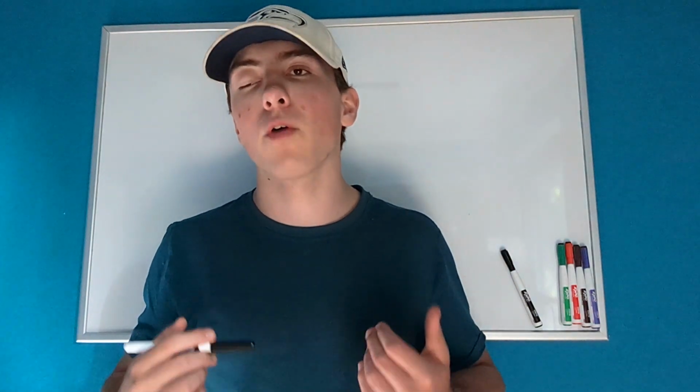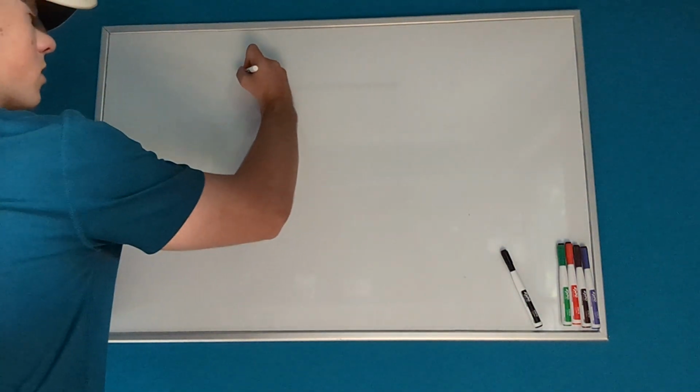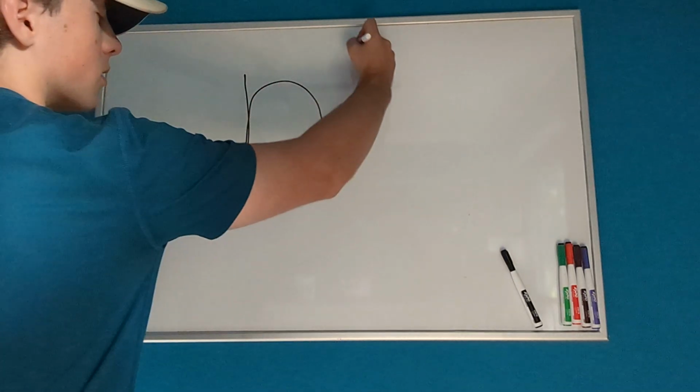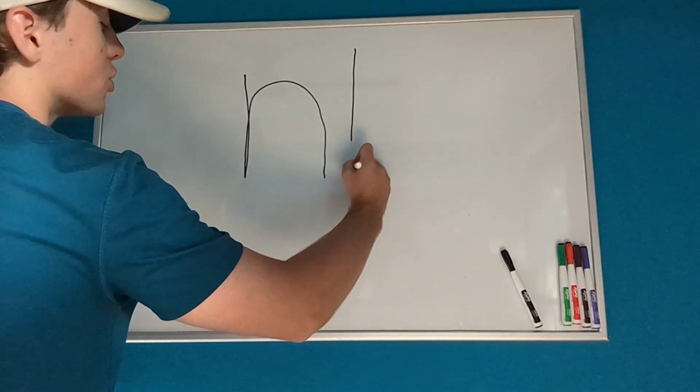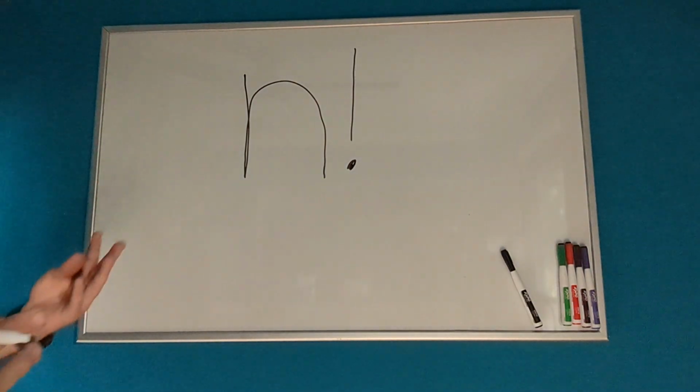Today, I want to talk about factorial notation and what it means. So, factorial notation, what does it look like? It means we have some real number n, and then we have an exclamation mark in front of it. Now, what does this actually mean, though?